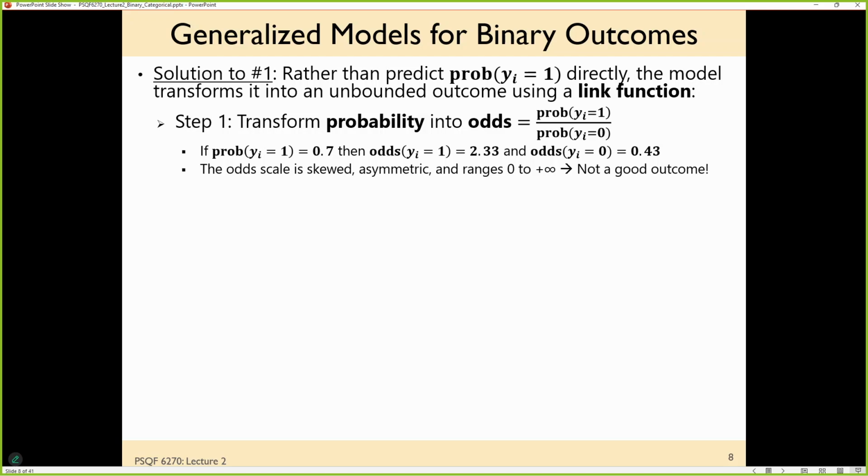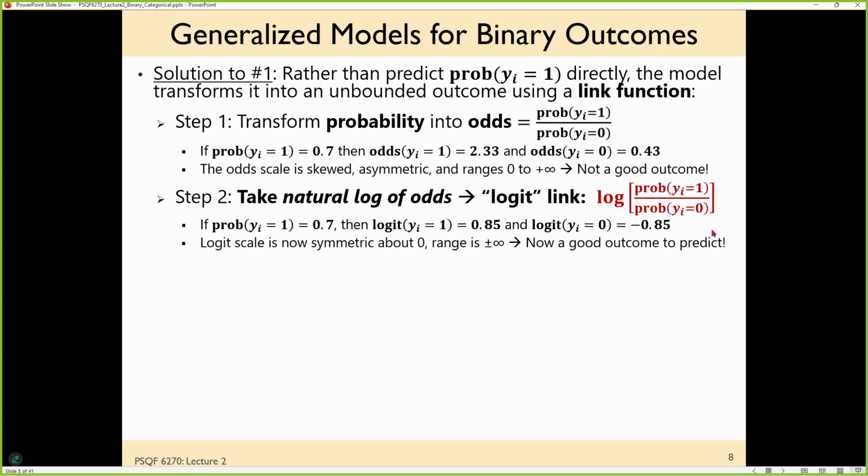So we solve it in 2 steps. First thing is we turn probability into a quantity known as odds. That is the probability of a 1 divided by the probability of a 0. So here's an example. If the probability is 0.7, then the corresponding odds of that probability of a 1 are 2.33. If we want to solve for the odds of a 0, that's 0.43. So this, as an outcome to be predicted, is halfway there. It's unbounded on the positive side, but it's still bounded at 0.